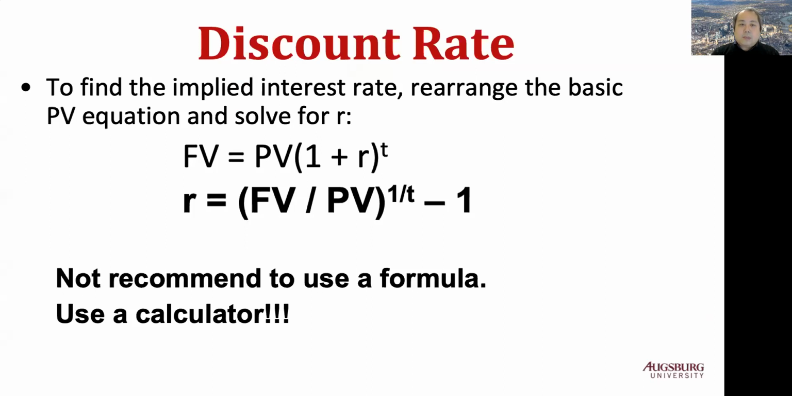To find the implied interest rate means we have cash flows and calculate the interest rate. That's called the implied interest rate. You can rearrange the basic present value equation and solve for R. But I don't recommend using this one because it is very complicated. Just simply use a calculator. It resolves all the issues.